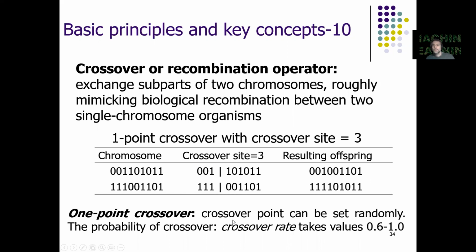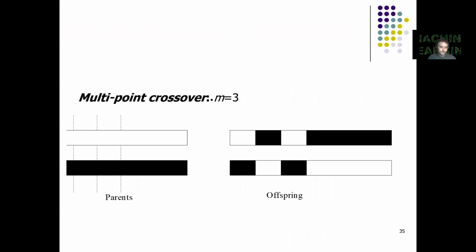And we apply 1-point crossover according to some kind of probability. The probability is called crossover rate, because crossover is something that happens a lot in nature, in human biology. We want it to happen frequently, so we use big values, 0.6 to 1. We apply it with high probability because it's the operator that GAs use most frequently.